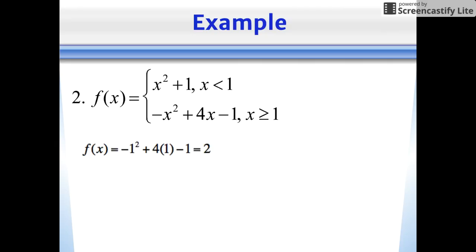So when I plug 1 into the bottom equation, I get 1 squared, but then make it negative. So just make sure with this one you're following order of operations and you're not squaring a -1. So -1 plus 4 is 3, 3 minus 1 is 2. So it has a y value.